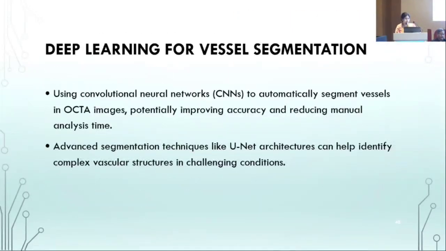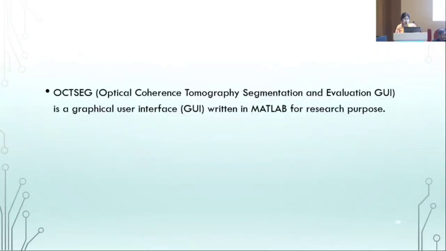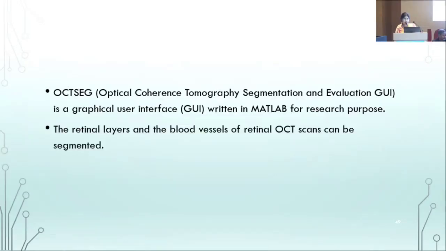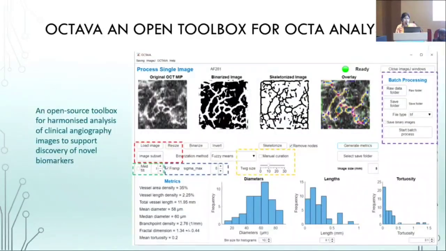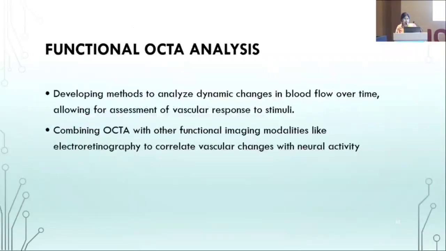I would skip this quickly. Deep learning for vessel segmentation uses convolutional neural networks to automatically segment vessels in OCTA, potentially improving accuracy and reducing the manual analysis time. Advanced segmentation techniques like UNet architectures help identify complex vascular structures in challenging conditions. OCTSEG and MATLAB are used for these purposes. And there's an open toolbox, OCTAVA, which helps us analyze the OCTA images in detail.